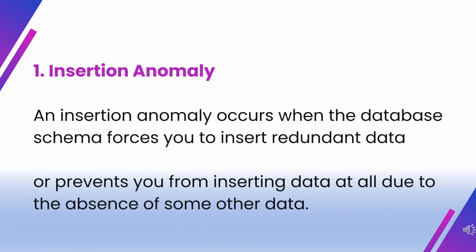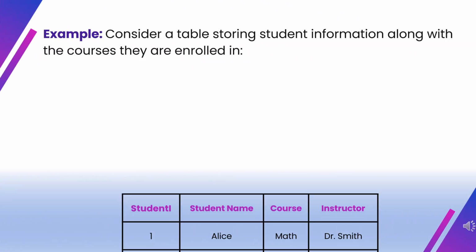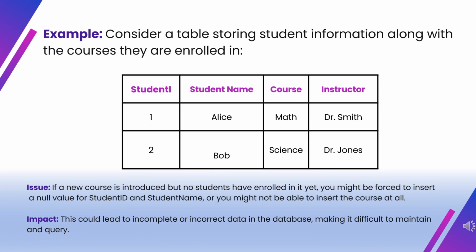There are three primary types of anomalies in unnormalized data. 1. Insertion anomaly. An insertion anomaly occurs when the database schema forces you to insert redundant data, or prevents you from inserting data at all due to the absence of some other data. Example: consider a table storing student information along with the courses they are enrolled in.